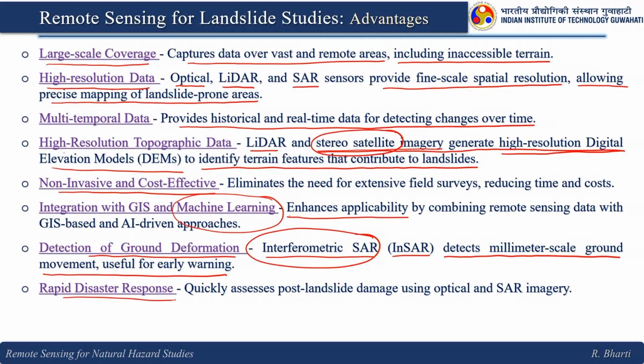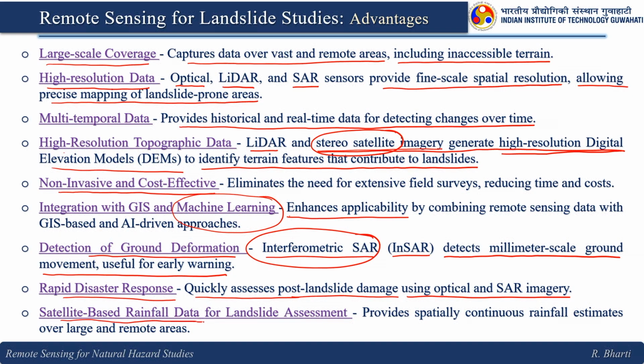Rapid disaster response: quickly assess post landslide damage using optical and SAR imagery. Because it is very difficult to reach the area if there is a major landslide. So, in such condition the satellite provides you the additional eye that will be looking at the area, and that will provide you the actual scenario after the disaster, right.